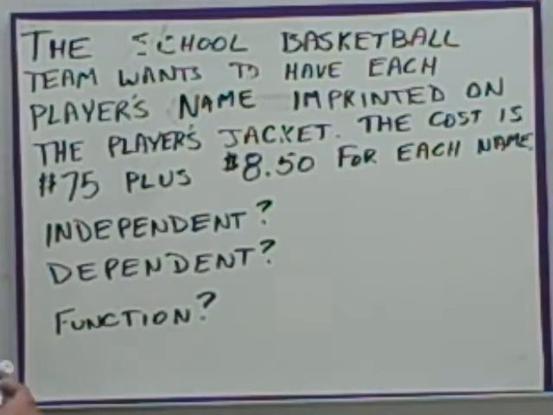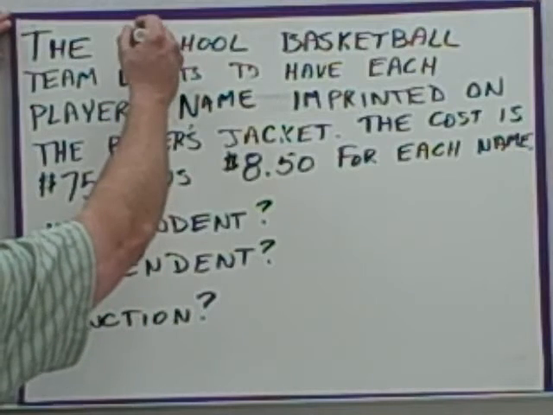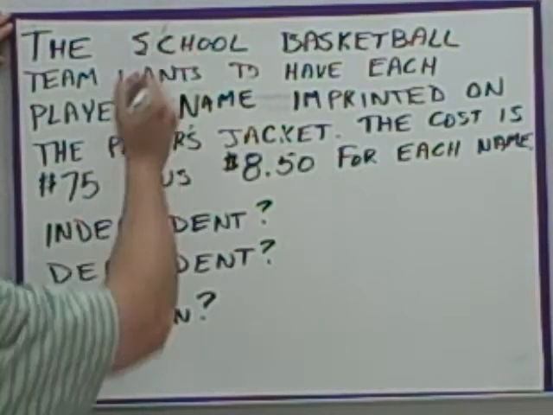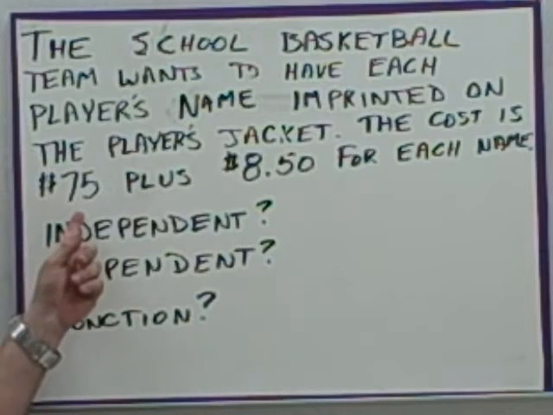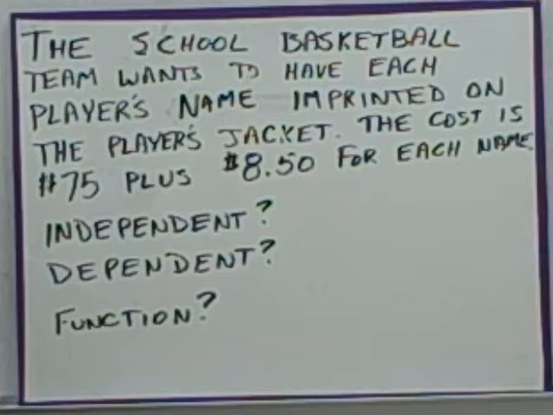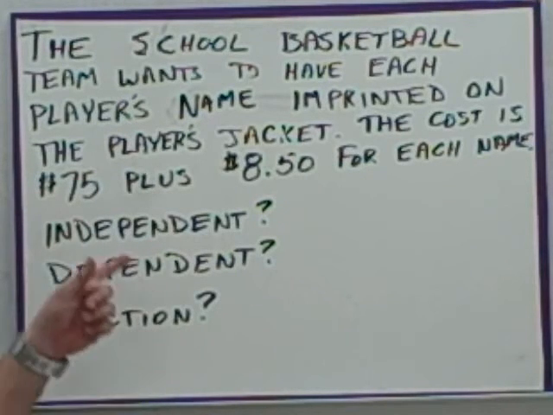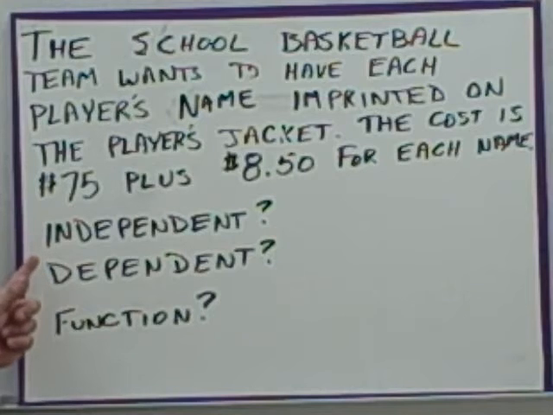All right, here we have a word problem. The school basketball team wants to have each player's name imprinted on the player's jacket. The cost is $75 plus $8.50 for each name. In this particular problem, I'm being asked, what is the independent variable and what's the dependent variable?